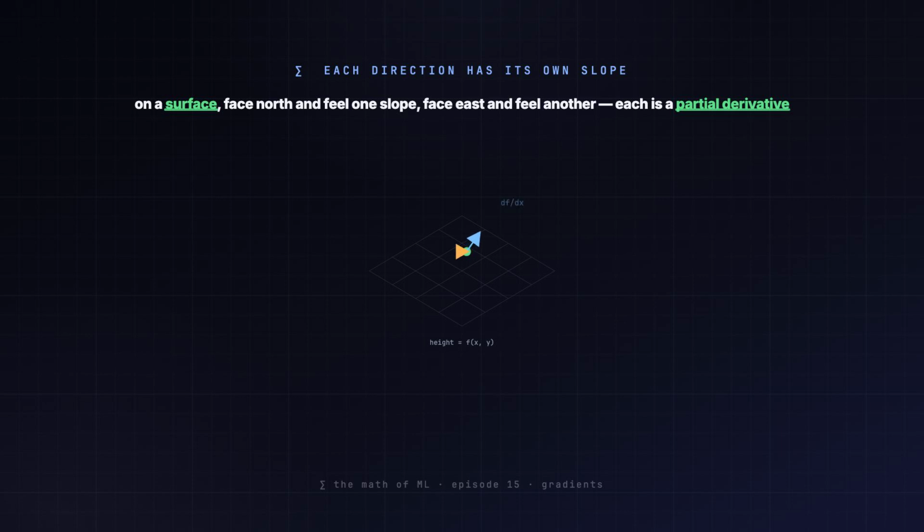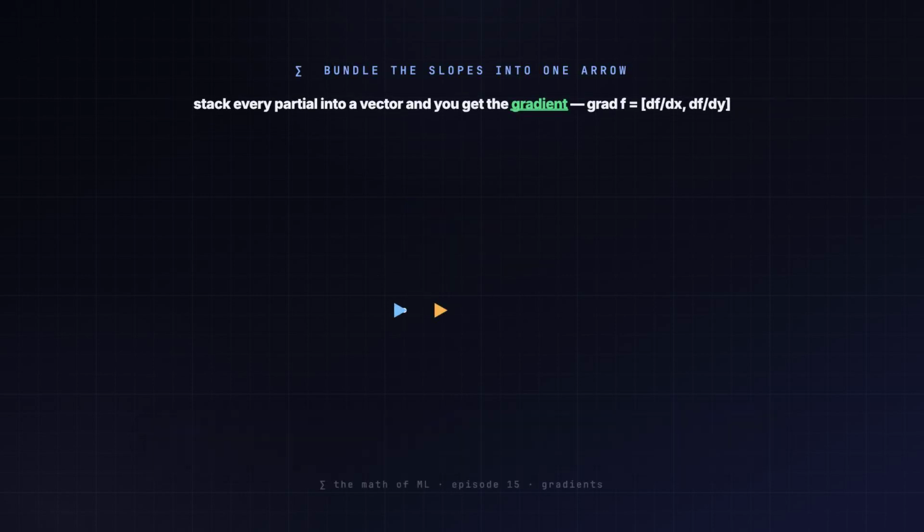Face north and feel the slope. Face east and feel a different slope. Each compass direction has its own steepness. Picking one direction and measuring is a partial derivative. Do that for every axis, north, south, east, west, and you've measured the slope along each.